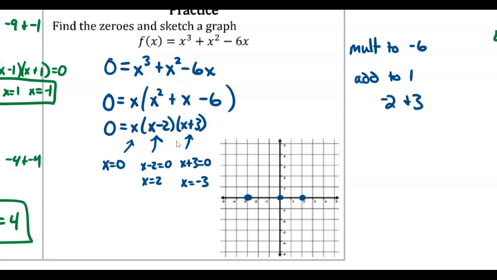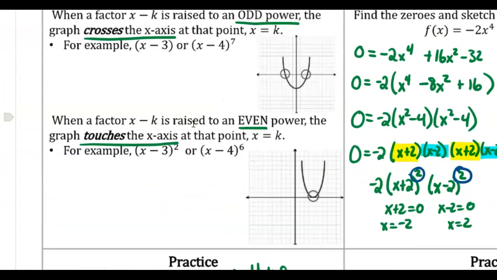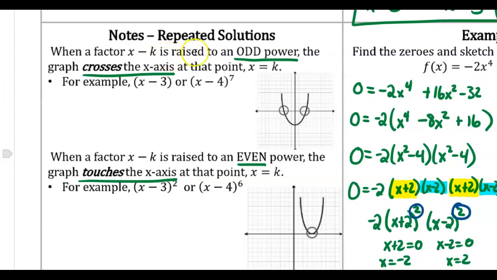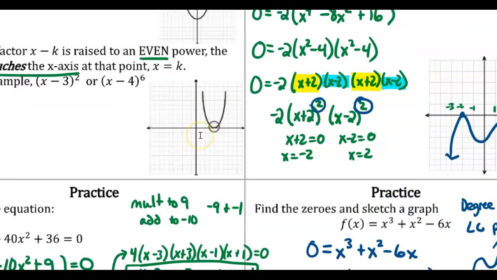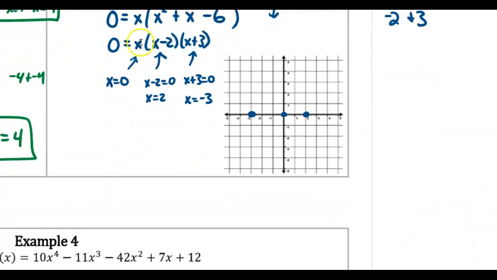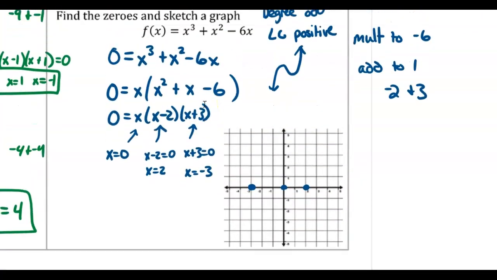Now, before we can draw, let's figure out the shape. Because it has a degree that's odd and a leading coefficient that is positive, I know it should have this shape. Now, the other thing I know is that because none of these were raised to an even power, so let's go back up here. The factor is raised to an odd power. They were all to 1. So it crosses the x-axis at those points. So all of these are where it crosses the x-axis. It doesn't touch it and bounce back.